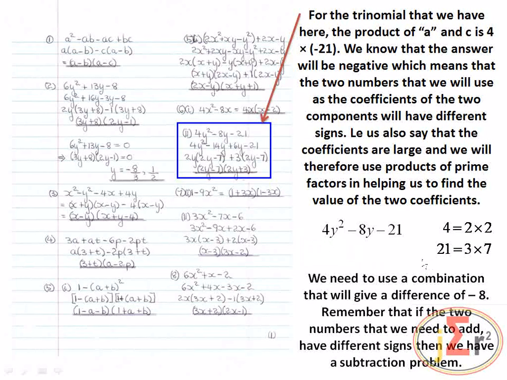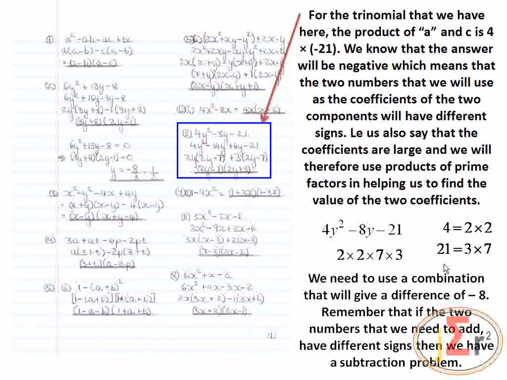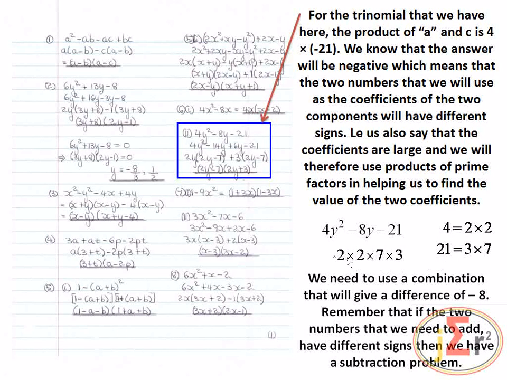Now we have each one of the numbers A and C written as a product of its prime factors. So we have 4 written as 2 times 2 and 21 written as 3 times 7. Therefore, the entire number will be 2 times 2 times 7 times 3, or 3 times 7 if we prefer to put them in numerical order. The number that we are taking a look at is actually 84.